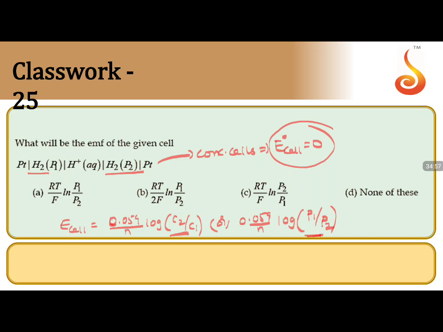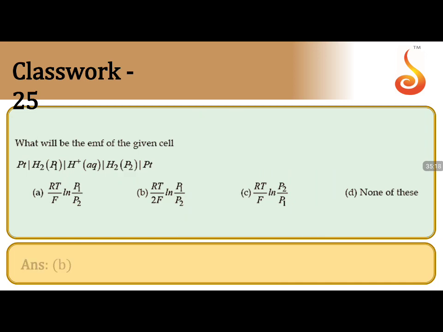So in the options, P1 by P2 is here, P1 by P2 is here. But in the reaction, if you see what is the N value corresponding to that, N value is 2 in this case, because 2H plus gives rise to H2. N value is 2 electrons. So N is 2. It is not here, it is here. So the answer should be option B. So the answer should be option B in this case.